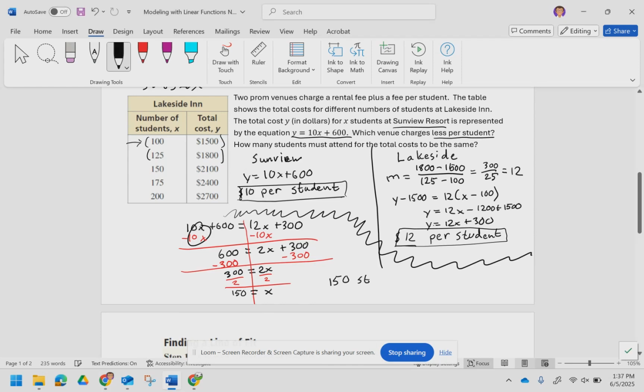So 150 students to cost the same amount. And now if we wanted to figure out what that amount would be, we could put 150 into either of those equations. Both should give us the exact same answer because we set them equal to each other. But we could figure out how much that charge would be.